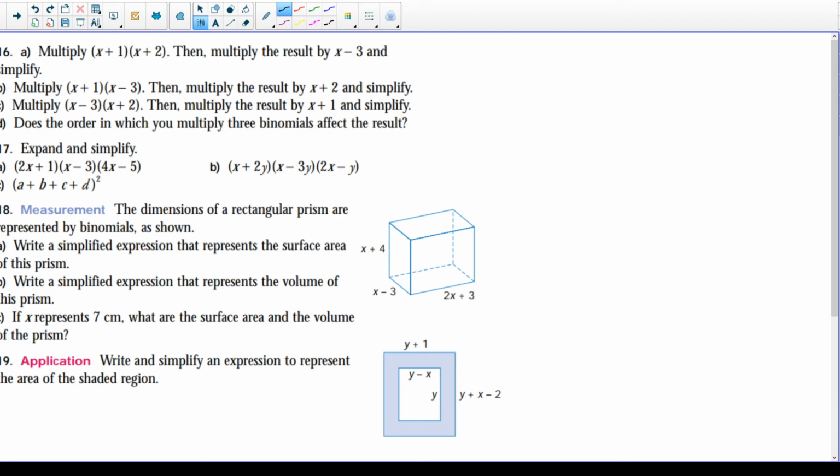Okay, so let's take a look at 16 to 19 here quickly. I want you to take a look at 16. It says multiply x plus 1, x plus 2, then multiply the result by x minus 3 and simplify. And then in B, it says multiply x plus 1, x minus 3, then multiply the result by x plus 2. Now, what are they asking here? And if you get to D, it says, does the order in which you multiply 3 binomials affect the result? So this is just asking you to check the commutative rule in multiplication. If you multiply the three of them in any order, you should get the same answer.